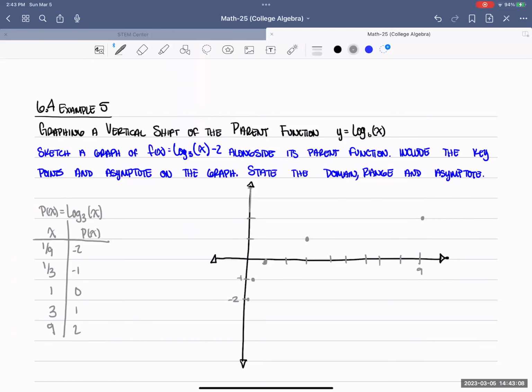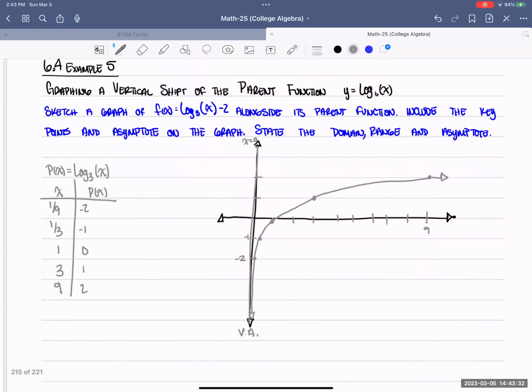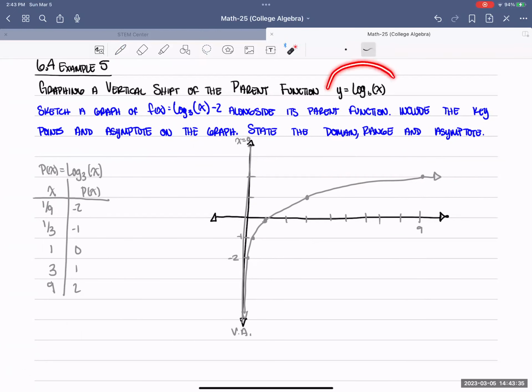So this here ends up being our vertical asymptote at x equals 0, because we start coming in, getting really, really close to 0, but never actually touching it. And out that way. So just as before, we're subtracting 2. We just found all of these values, but now our output is going to be 2 less than what we input here.